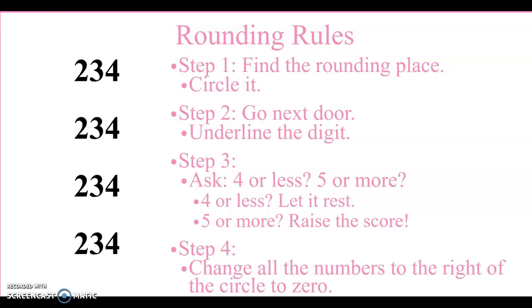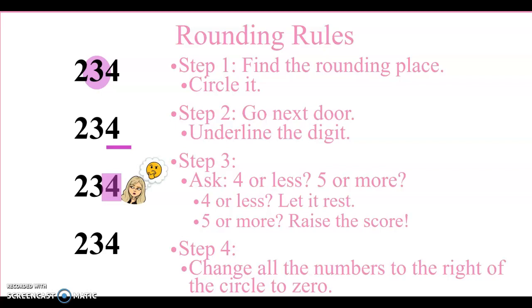So step 1 is you're going to find the rounding place, and we're still rounding to the 10. So I'm going to circle that number. Then step 2, I'm going to go next door and underline that digit, and that's going to be 4. So my 3 is in my tens place out of 234, and my 4 is in the ones place. So on to step 3, I'm going to look at that number, and I'm going to ask myself, is it 4 or less, or is it 5 or more?